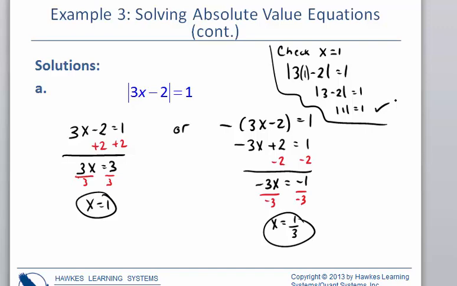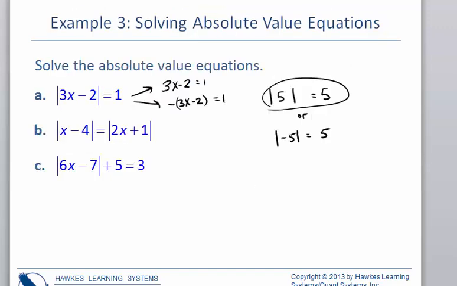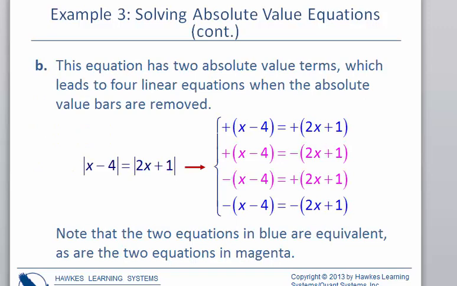All right, so let's go on and look at part B of this problem. Part B is a little bit different because it has an absolute value on both sides of the expression. Let's think about this for a second. This actually produces 4 different possibilities instead of just 2. So here's what we have. This is our original problem: the absolute value of x minus 4 is equal to the absolute value of 2x plus 1.